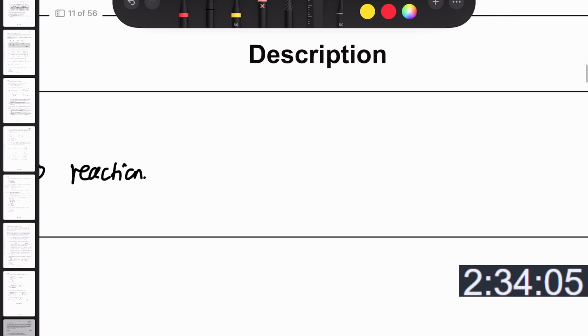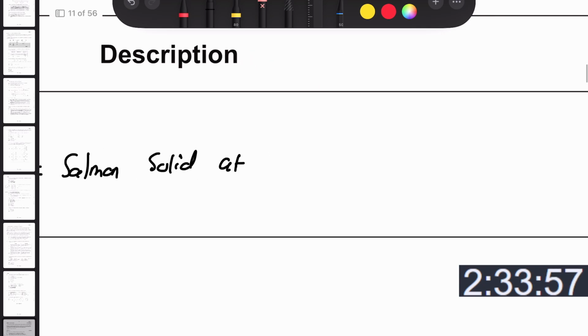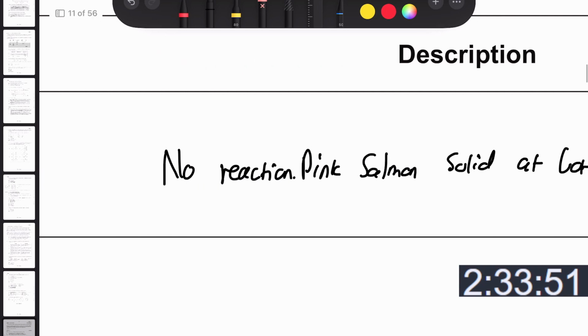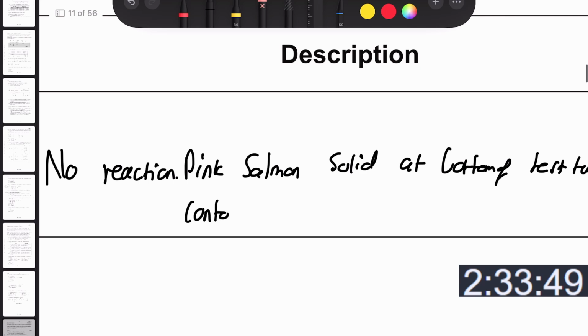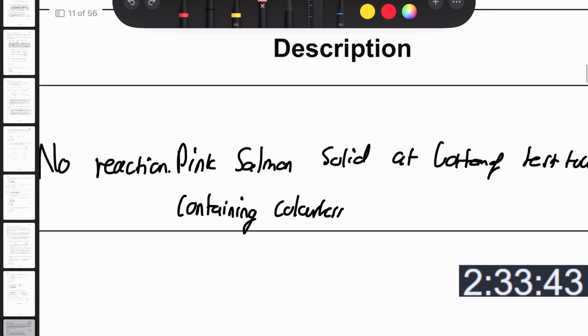No reaction. Therefore, pink salmon solid at the bottom of the test tube containing a colorless solution. Colorless solution.